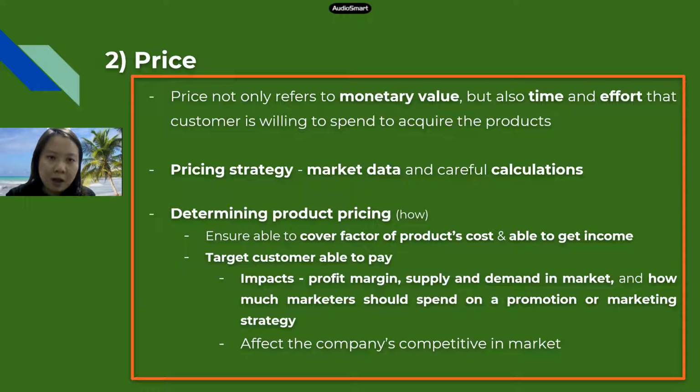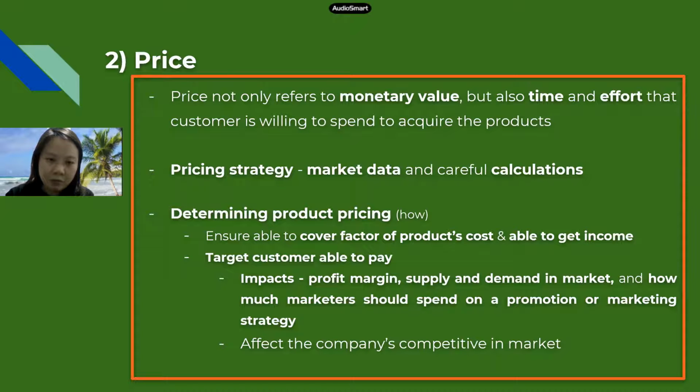Second will be price. What is price? Price does not only refer to monetary value, but also to the time and effort that a customer is willing to spend to acquire your product and services. How to set the pricing strategy is based on market data and calculation. You must ensure your product pricing is able to cover all costs, especially the factor of production cost of your product, and also be able to get income after the deduction of the cost.